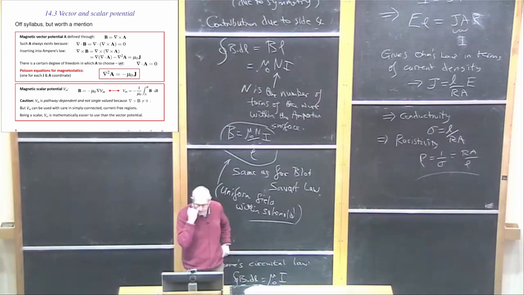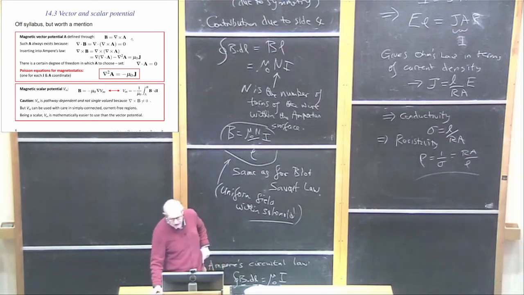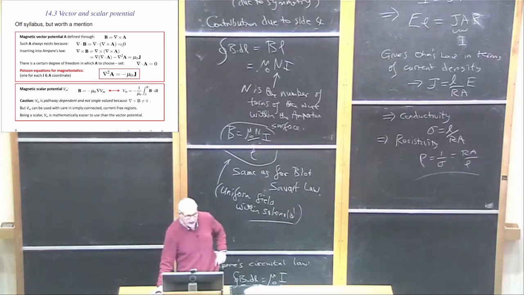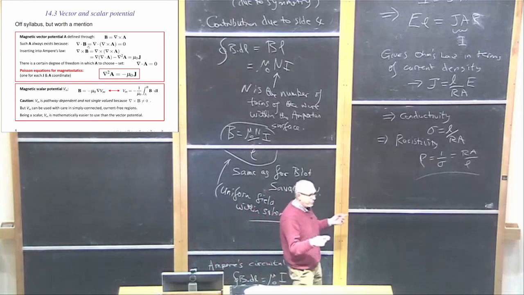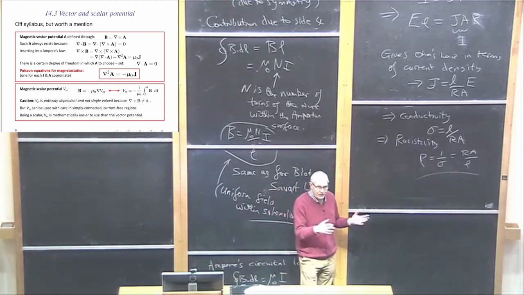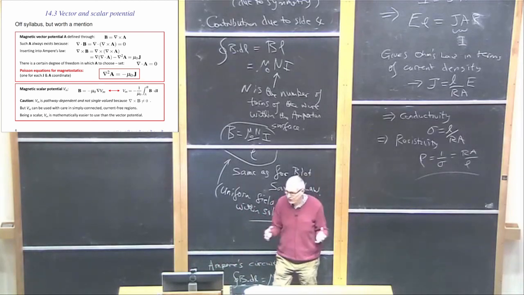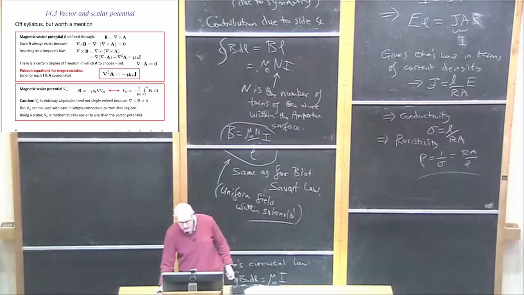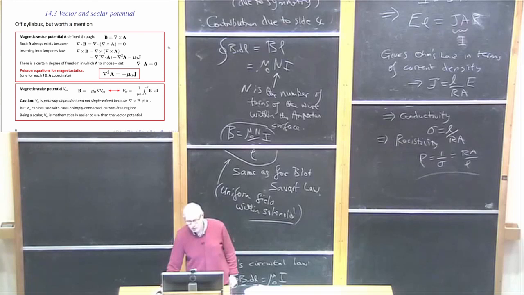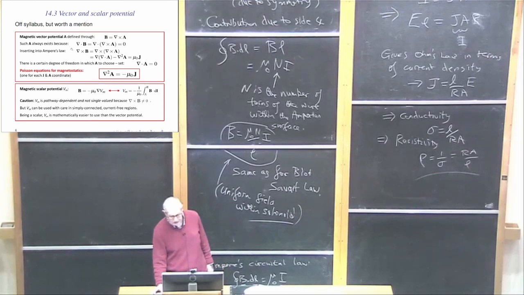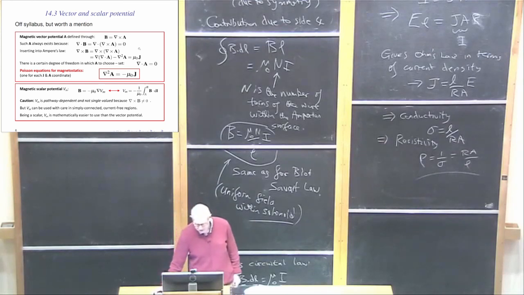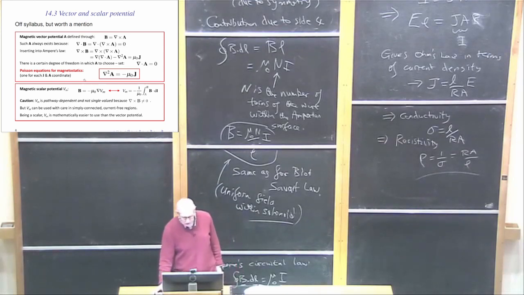But there's always a potential that exists because, remember, the divergence of B is 0. I did that yesterday. So you can always define B as the curl of A, where if you take the divergence, it will be 0, because that's a vector identity. So you can always define the magnetic potential.